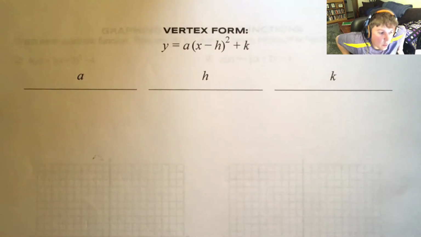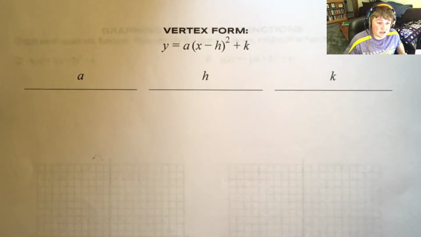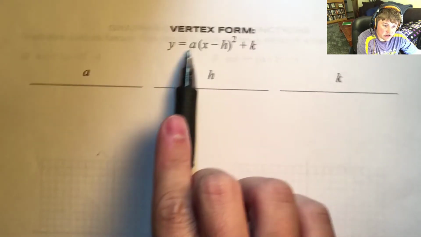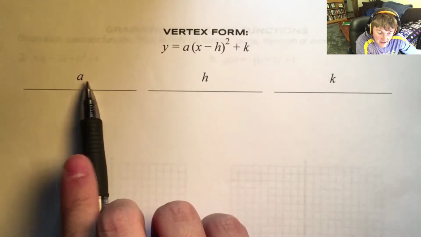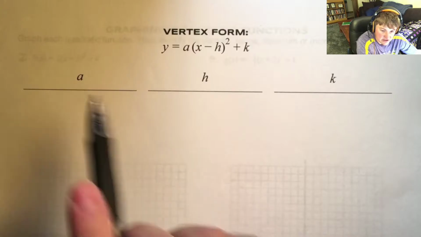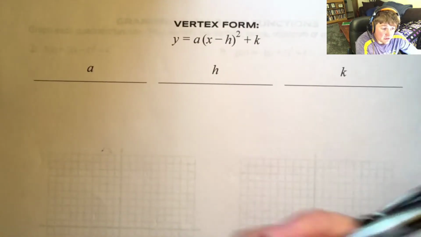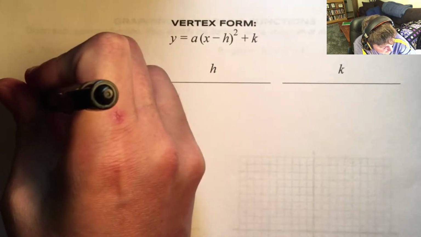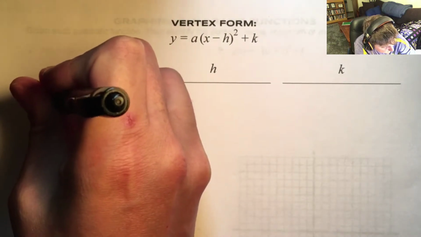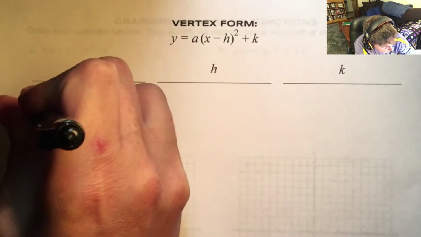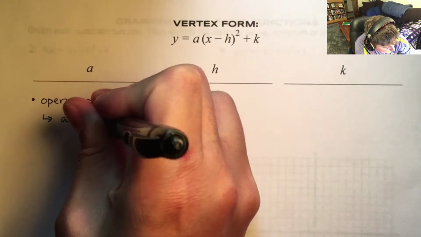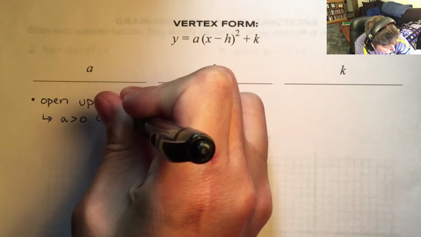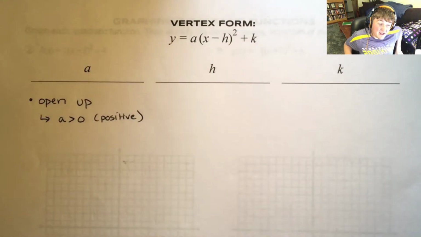Which brings us to what vertex form is. Vertex form is y is equal to a times the quantity x minus h, squared, so x minus h is together, and then plus k. So a is that highlighted value that we just did. Let's start with that. As we talked about a moment ago, a is going to cause it to open up. It will cause it to open up when the a value is greater than 0, which for everybody means that a value is positive.